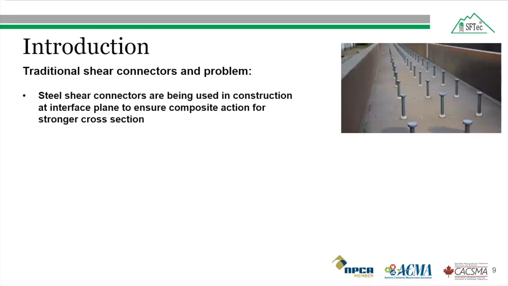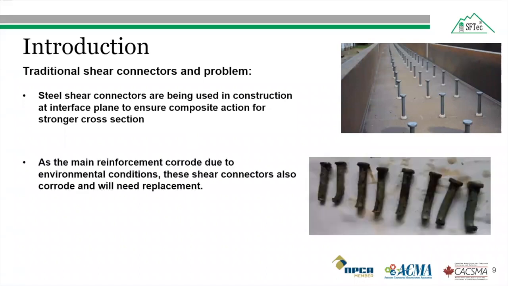Traditional steel shear connectors, which we generally also call studs, are used in bridge construction at the interface plane between the cast in place deck slab and the precast girder to ensure composite action for a stronger cross section. But as we know, in North American countries the bridge deck slab corrodes over time due to environmental conditions, and these shear connectors also corrode and need replacement, especially in the Canadian winter, where de-icing salt is used. The corrosion of this steel shear connector results in gradual loss of the composite behavior and strength.